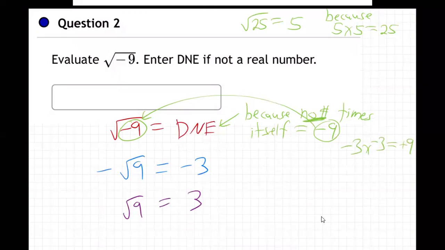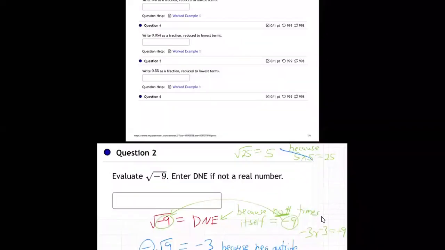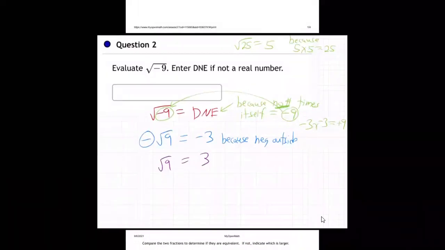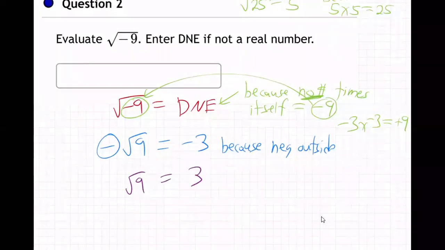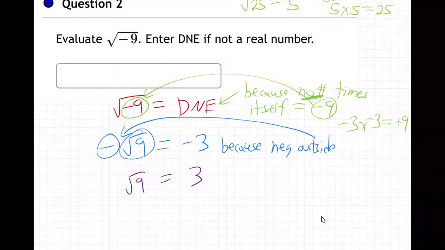Well, then you might say, well, how does this one down here work? Well, this one is true because the negative is outside. So in this case, the negative right there, oops, sorry, I just bumped it in a funny way. This negative right there, he's just a spectator. He's just watching. That's all he's doing. He's not part of the square root. The square root is just the square root of 9.